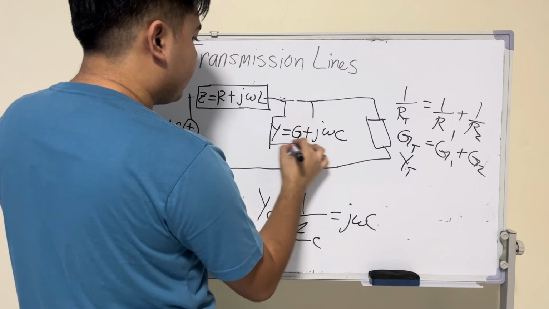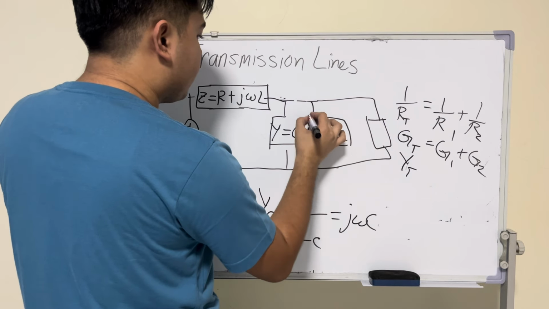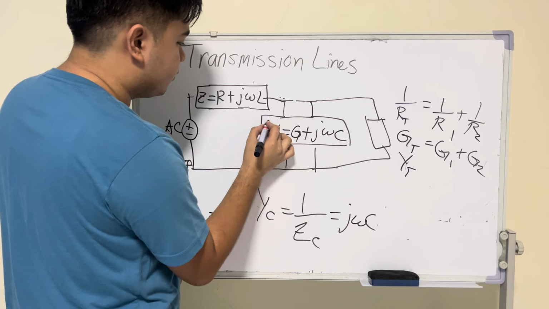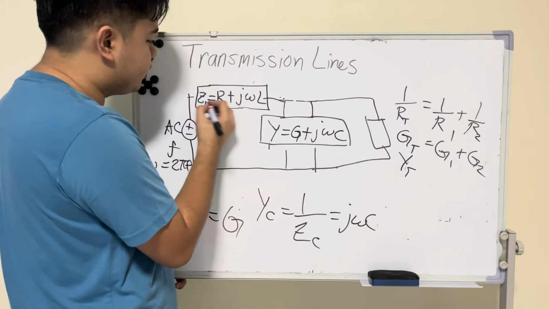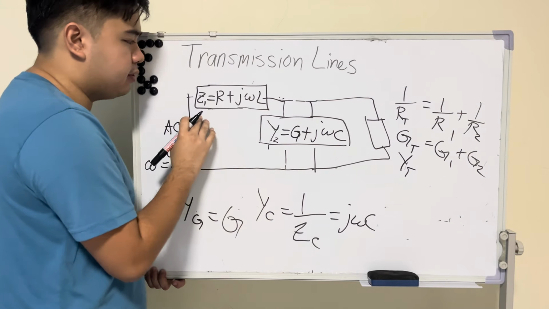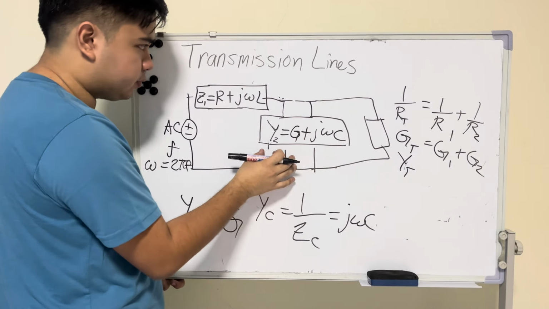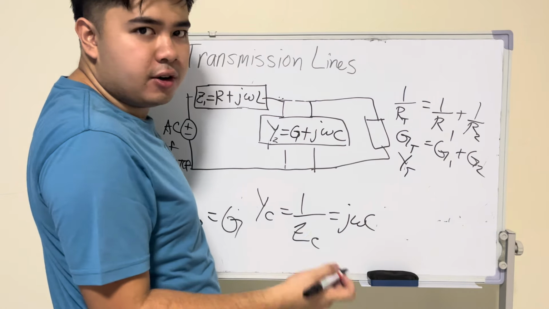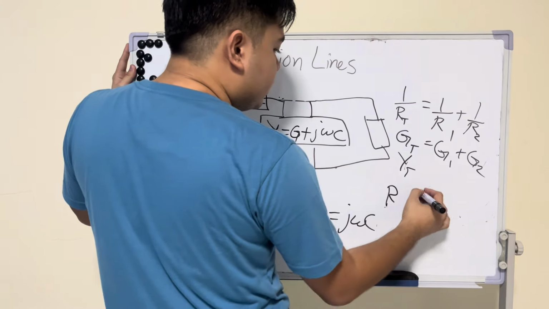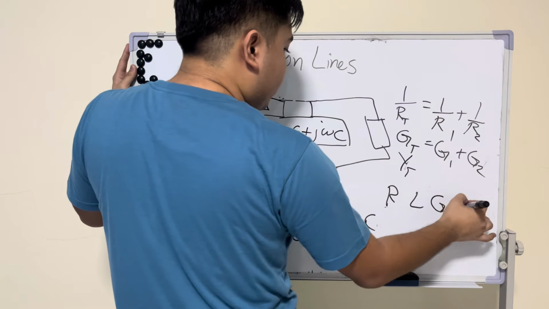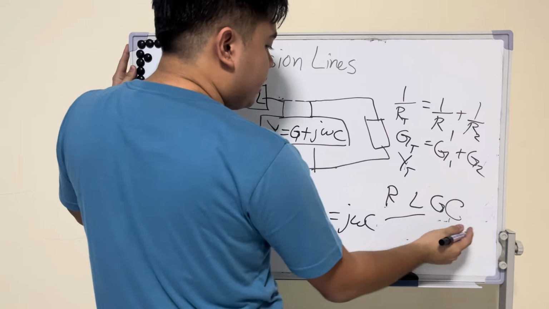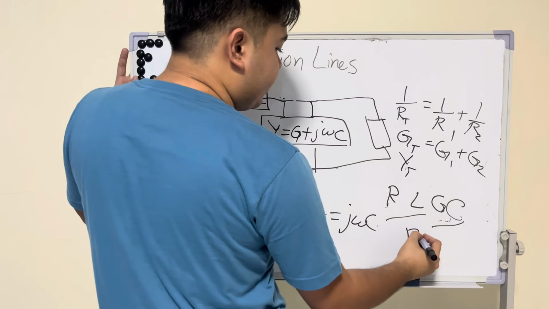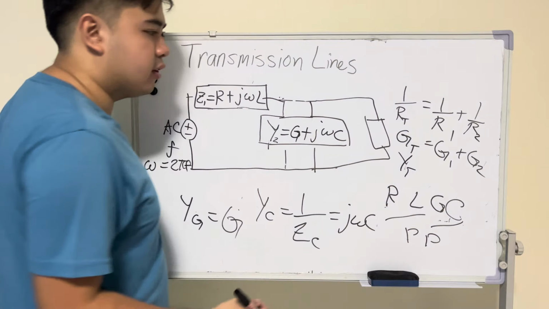Now let's label them together. I'll call this 1, I'll call this 2. So we have Z1 and Y2. We have the 4 primary parameters: R, L, G, and C. We have combined R and L, and we have combined G and C here. These are the primary parameters of this system.